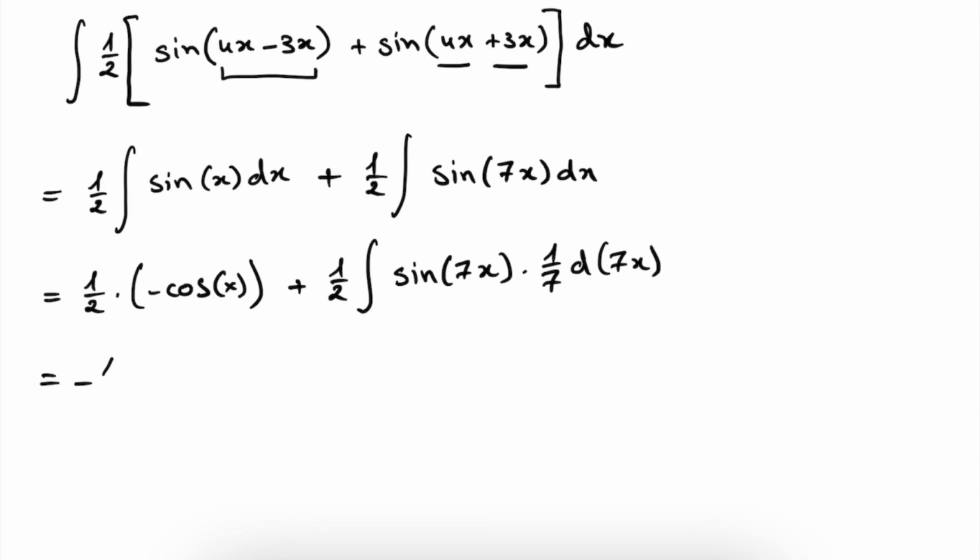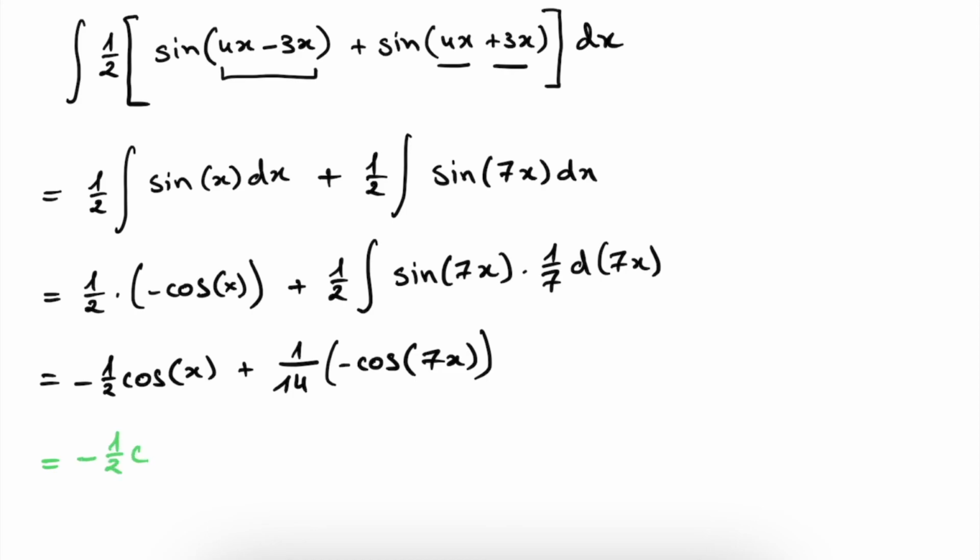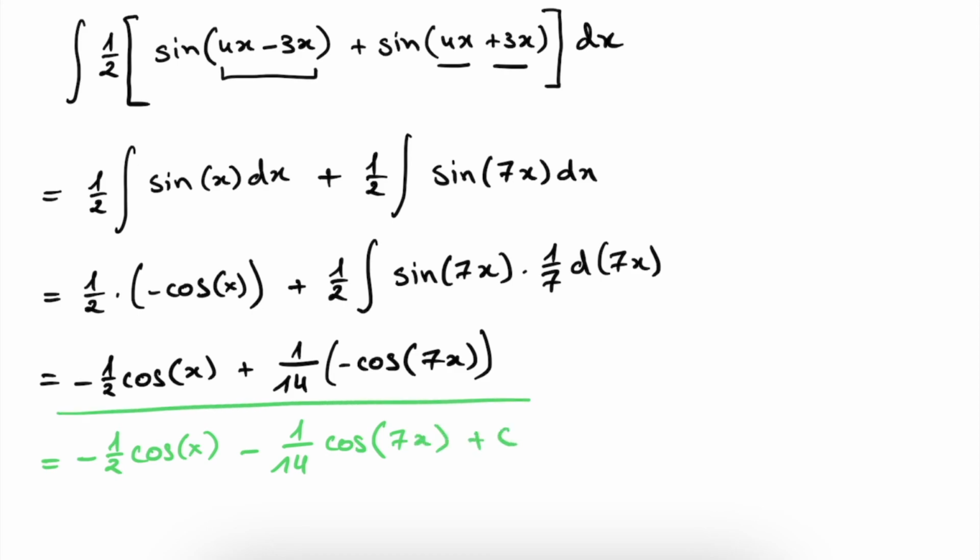So we get minus 1/2 times the cosine of x plus 1/14 times minus the cosine of 7x. And we can rewrite this to get the solution minus 1/2 times the cosine of x minus 1/14 times the cosine of 7x plus c. And this is our result for our initial integral.